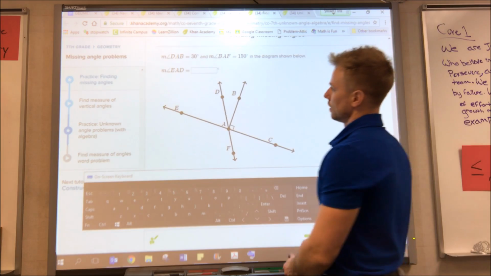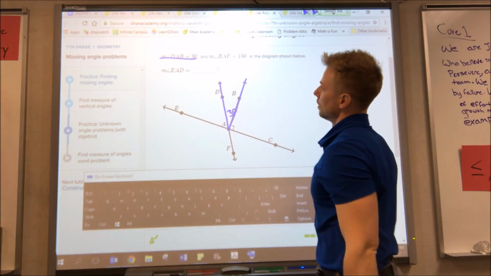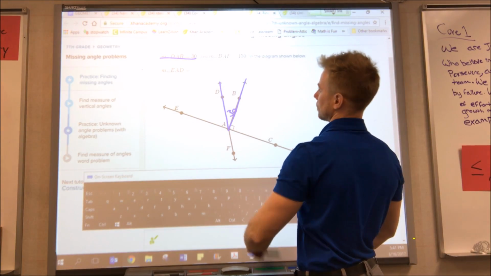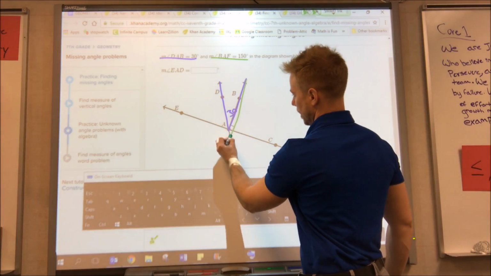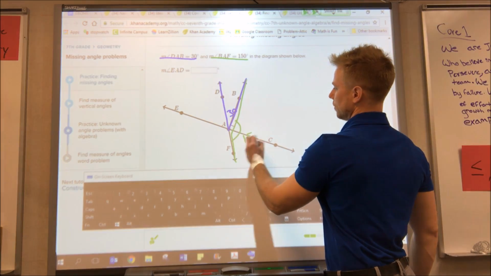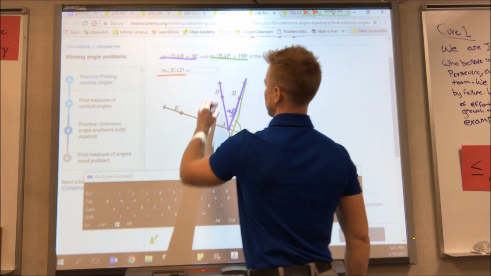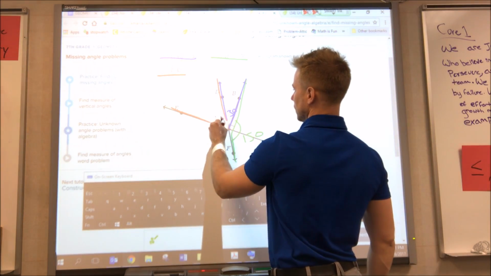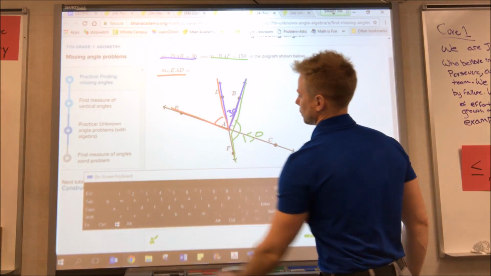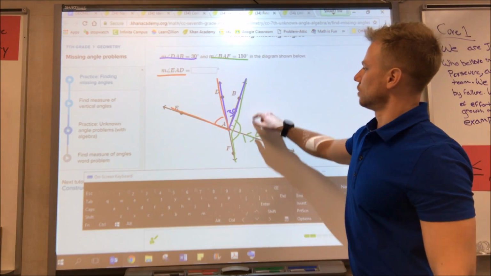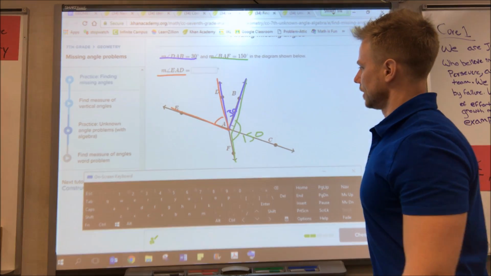All right, DAB is 30. D to A to B is 30. Right there, BAF is 150. So B to A to F, that's 150. We are trying to find EAD. So we're trying to find E to A to D right here. Okay? So these two add up to 180. That's good.